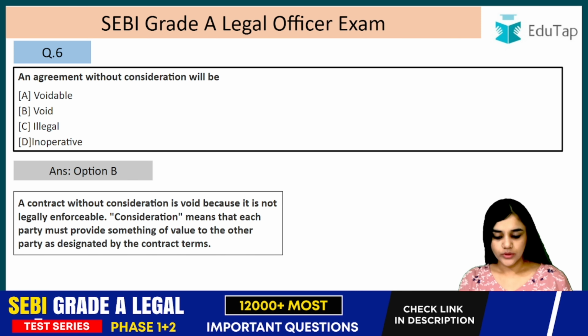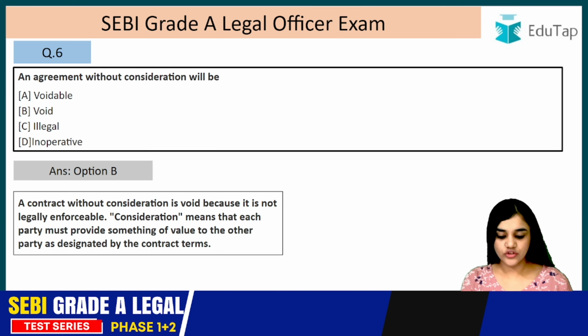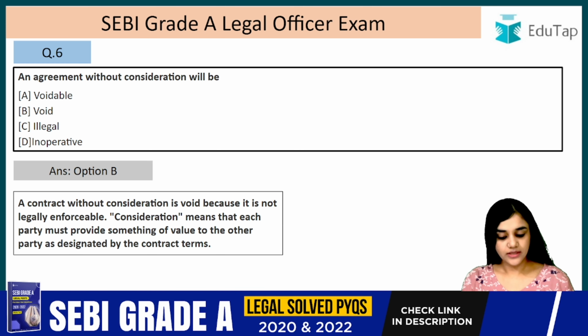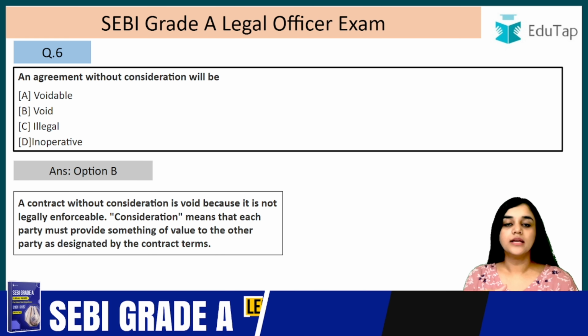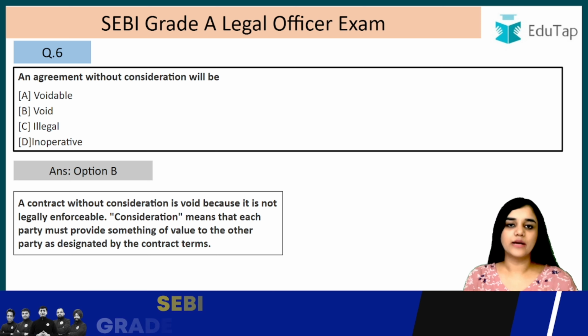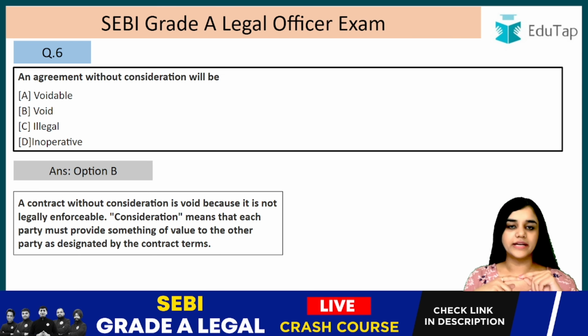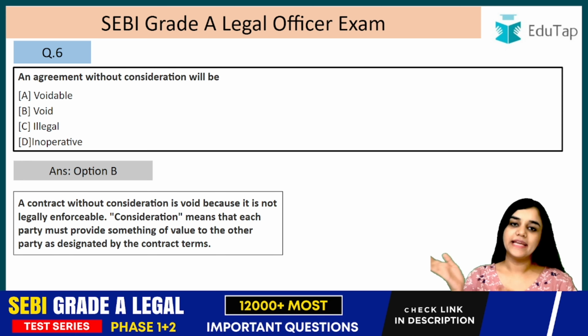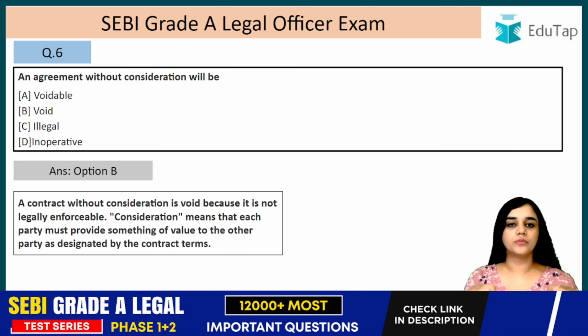A contract without consideration is void because it is not legally enforceable. Consideration means that each party must provide something of value to the other party as designated by the contract terms. So in the example we have taken, A tells B that I want to sell my watch. Will you be ready to buy it for 5,000 rupees, for example? If B agrees, then B is going to give 5,000 rupees. That is going to be the consideration, and A will give his watch to B.